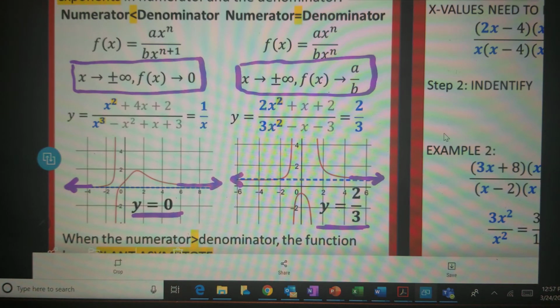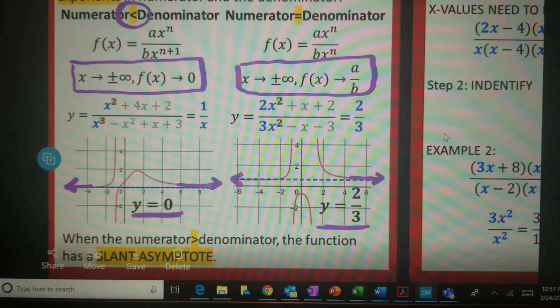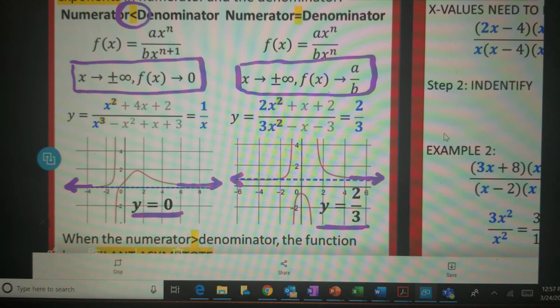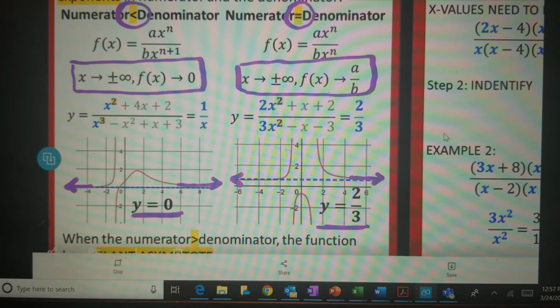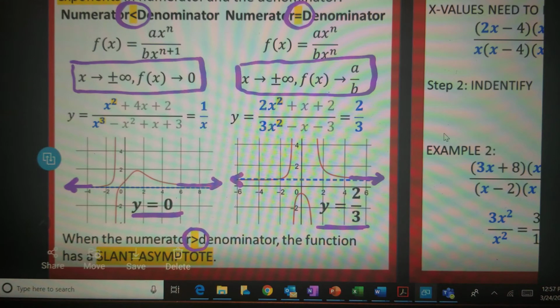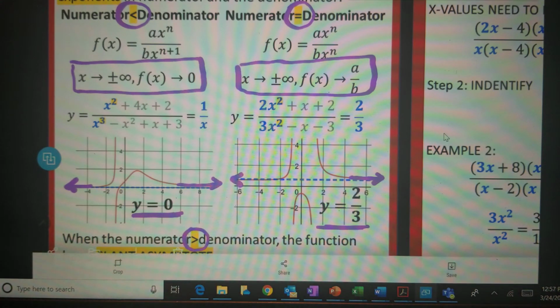So this is, the numerator is less than the denominator, the exponent. The exponents are the same. And then there's one other condition down here which is hard to see, and that is if the numerator is greater than the denominator, then the function doesn't have a horizontal asymptote. It has what's called a slant asymptote. And there won't be any slant asymptotes in your assignment today.